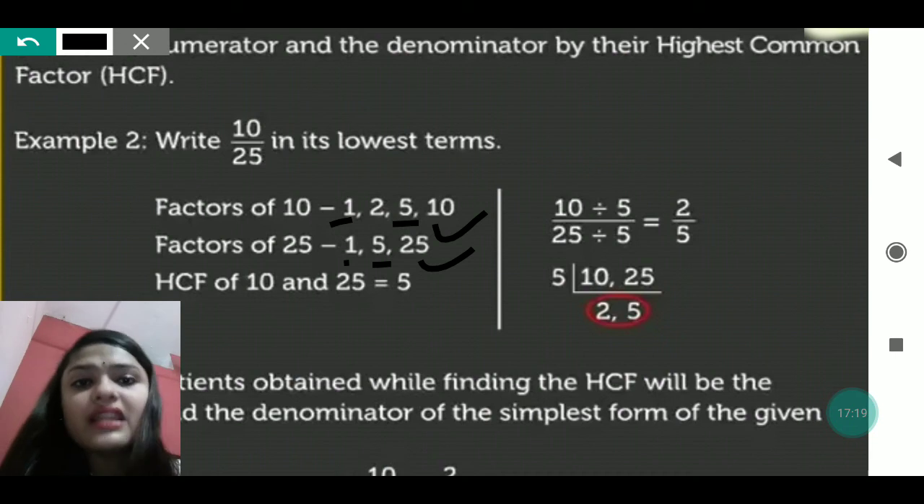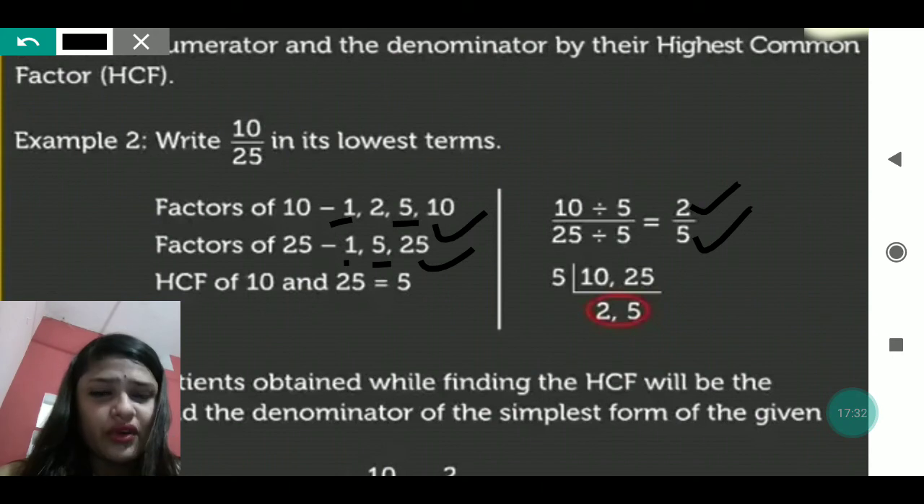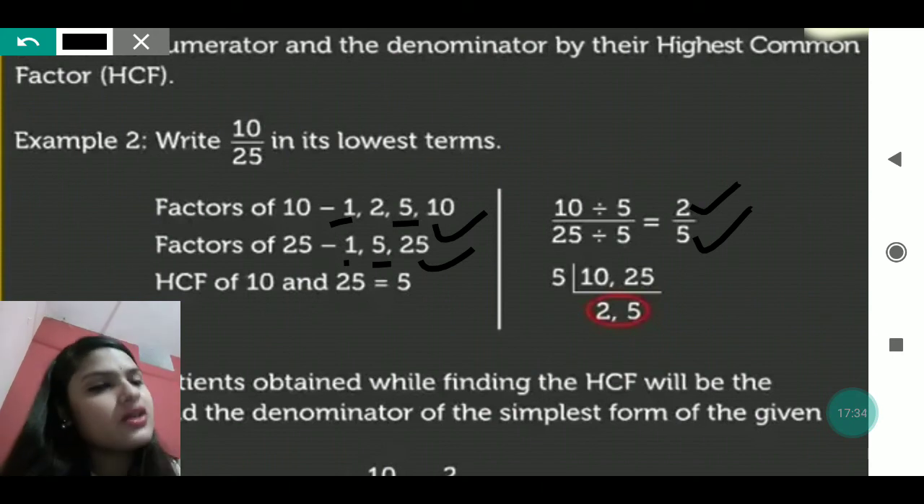So we will take the other common factor, that is 5. With 5, when we divide 10, we get 2, and with 5, when we divide 25, we get 5. So 2 by 5.